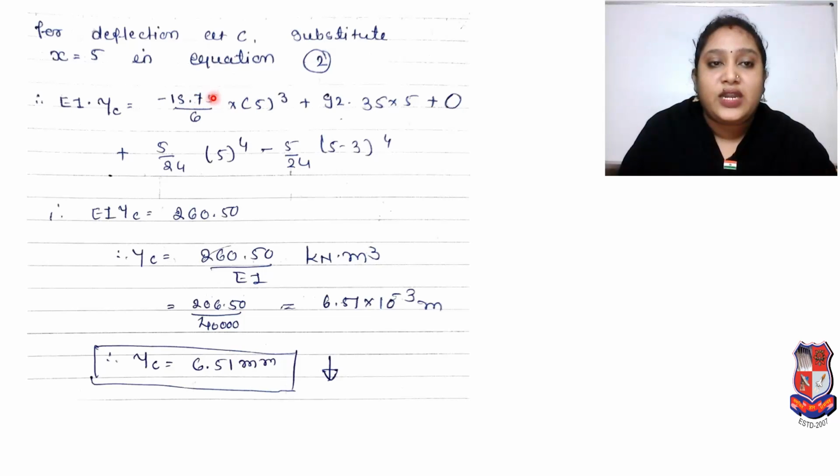Minus 15.75 divided by 6 into 5 raised to 3 plus 92.35 into 5 plus 0 plus 5 by 24 in bracket 5 raised to 4 minus 5 by 24 in bracket 5 minus 3 whole raised to 4. So EI yC will be 260.50 and yC will be 260.40 divided by EI. If we put the value of 40,000, then our deflection at C will be 6.51 mm.